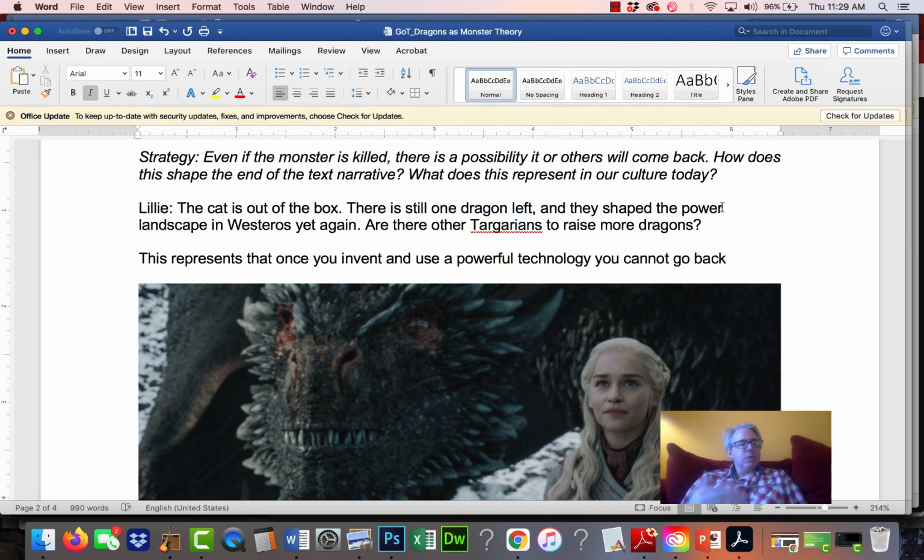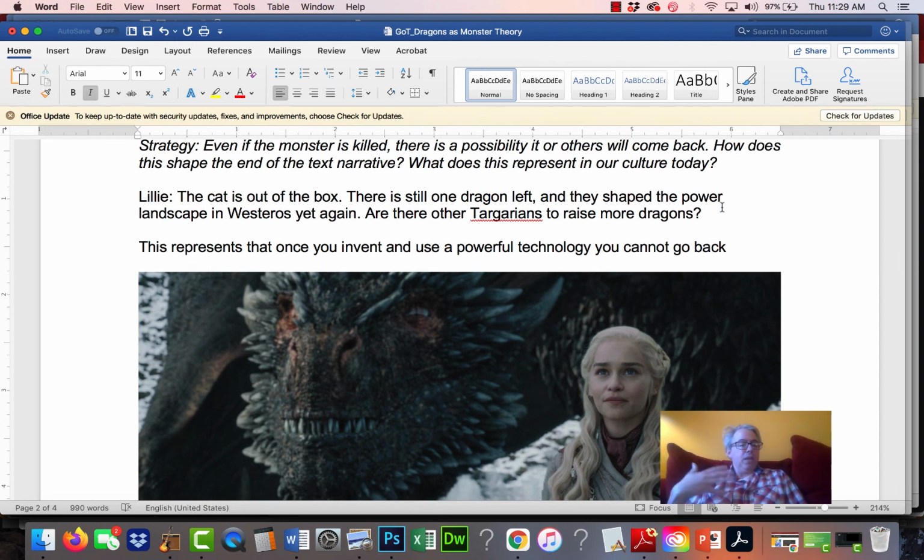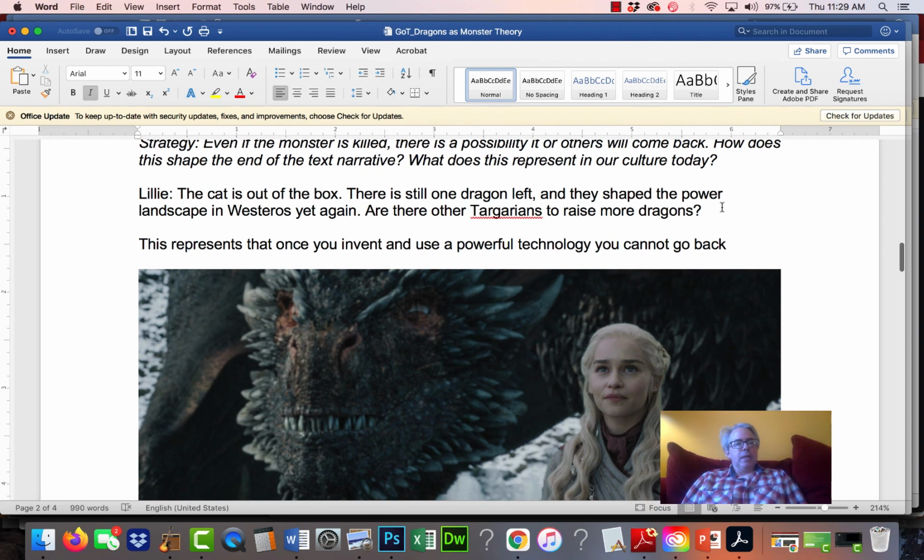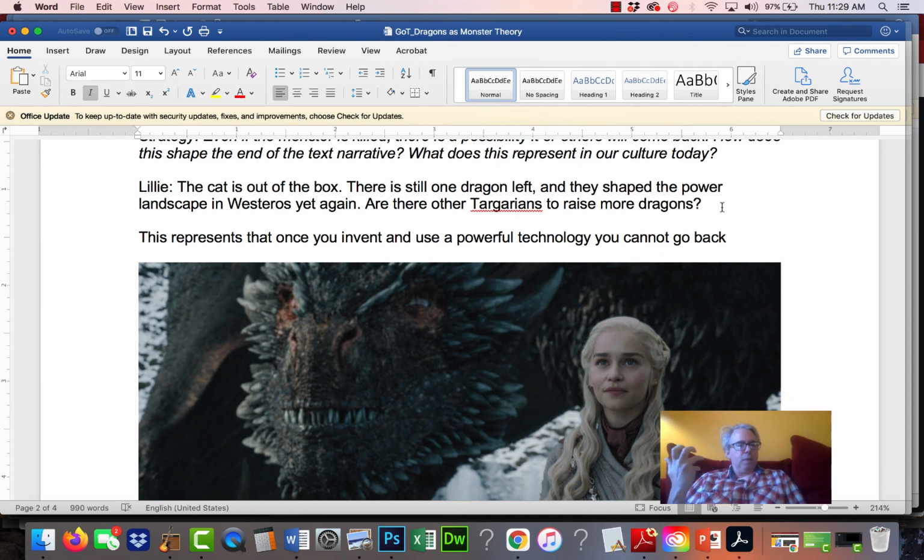And it represents that once you create or invent a technology and you use it, then you can never go back, right? So it's always going to be part of our landscape of the history of planet Earth and the history of humanity. And then you can think specifically about what does it mean.